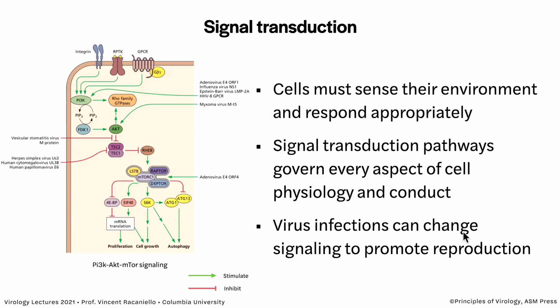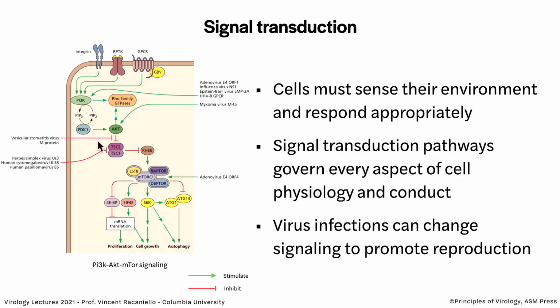Now, the key here is that virus infections can change signaling to promote their own reproduction. Of course, they have to do that. And this is something we've only discovered recently. So on this picture are a number of viral proteins, like adenovirus E4-ORF1, that's a protein, influenza virus NS1, etc., which interfere or stimulate. So here we have these viral proteins stimulate PI3 kinase. And probably that's so the cells divide and grow. That same stimulation will inhibit autophagy, which would be the cell killing itself, of course, digesting itself.